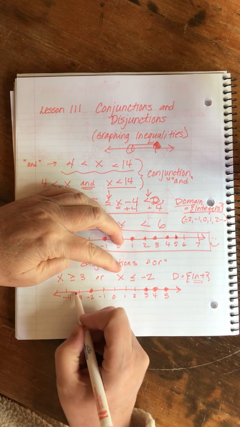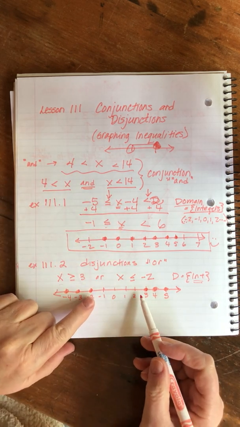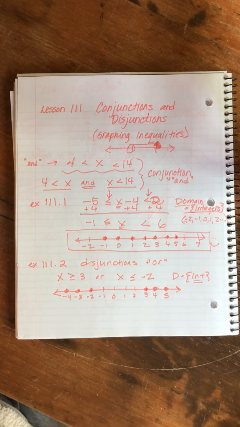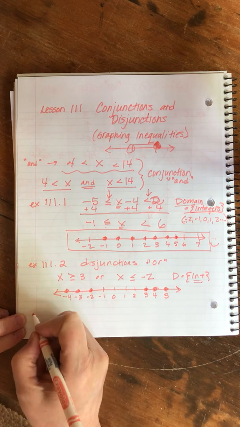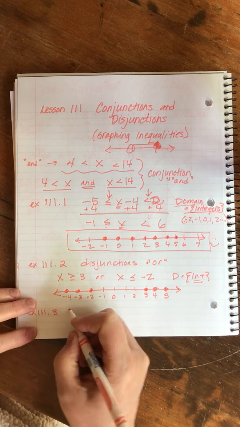We start at -2, and then we go to the less than side. Okay, it worked out this time perfectly. I didn't plan it so that it would be 3 and 3, but that's really nice, right? That lends a very clear picture of what we're trying to do. Okay, one more. Example 111.3, this is the last one of the lesson.